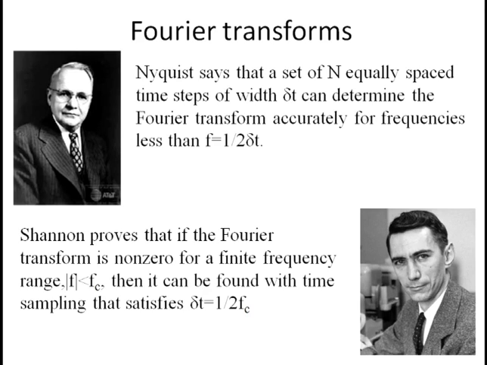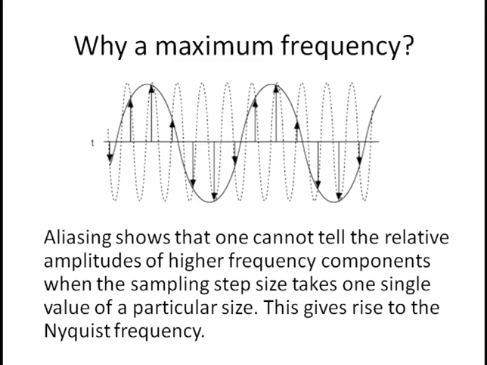Okay, that might be a little bit more counterintuitive, but it tells you that if I don't have the high frequencies, I don't need a lot of sampling in order to determine what the shape of the Fourier transform is going to look like. Now, why is it that you have problems with high frequencies?